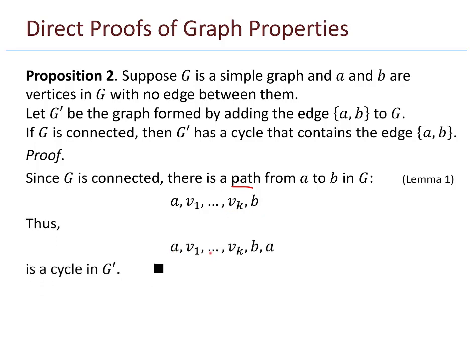Thus, if I take that same path and I append A to the end of it again, now I have a cycle. A cycle is a path that begins and ends at the same vertex. All right, that's it. Starting off easy.